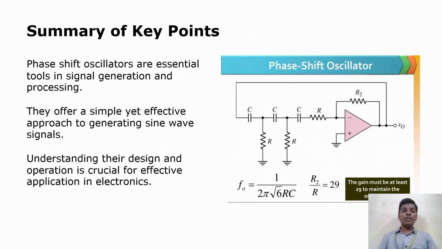Summary of key points. Phase shift oscillators are essential tools in signal generation and processing. They offer a simple yet effective approach to generating sine wave signals. Understanding their design and operation is crucial for effective applications in electronics. Here f0 equals 1 by 2 pi RC root 6, and Rf by R equals 29. The gain must be at least 29 to maintain the oscillations.